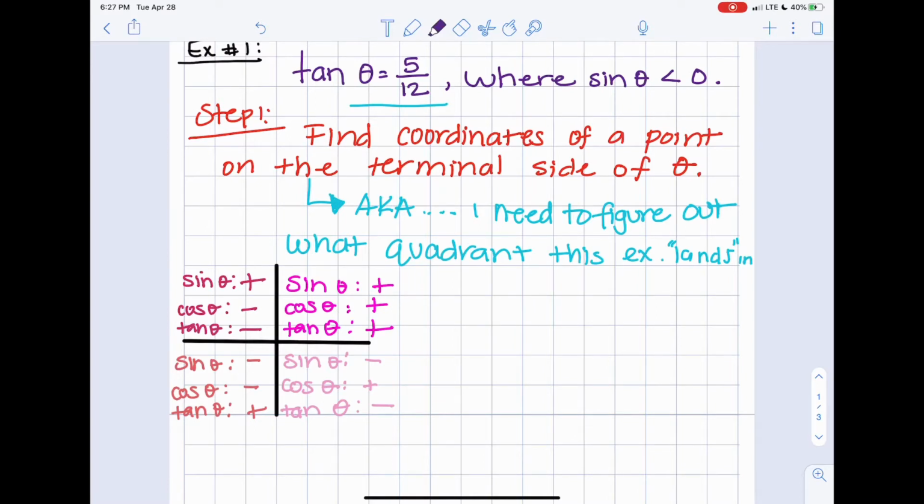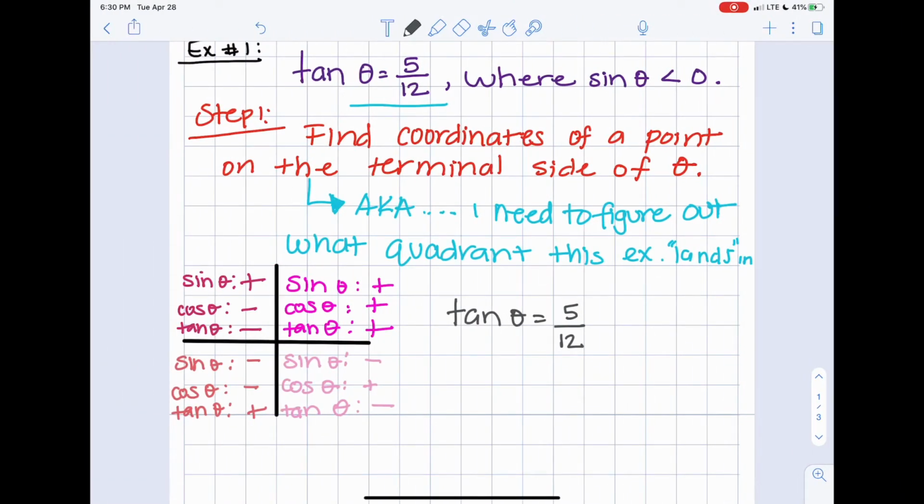So first of all, my solution is positive here, correct? So I need to only look in the quadrants where tangent is positive, and that's here or here. But the second condition is that sine of theta, we said, has to be negative, less than 0. So is sine of theta negative here? No, so it's not in this first quadrant. But is sine of theta negative here? Yes. So we know that our graph here, if I were to graph this, my angle measurement, 5 over 12, lands in this quadrant.